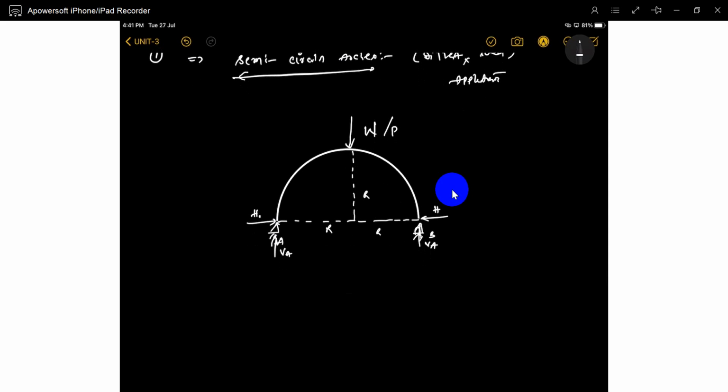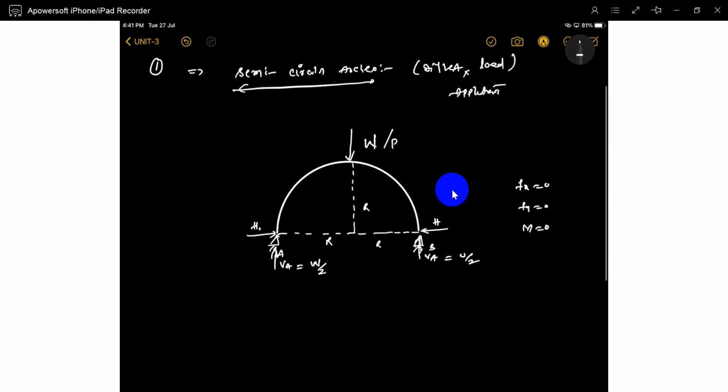Can you find it using the general equations Fx equal 0, Fy equal 0 and M equal 0? You can easily find the vertical reactions, W by 2 each, but what is the H value? You can't find it, because there is no other hinge. There are 4 unknowns but only 3 equations. So this is the problem when a load acts at a point. What is the horizontal thrust?